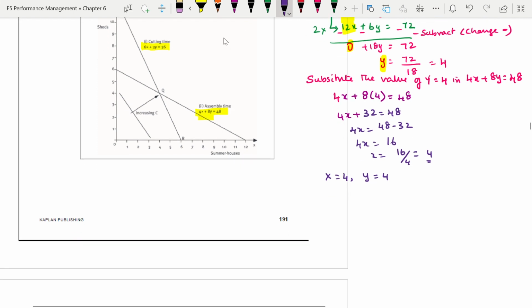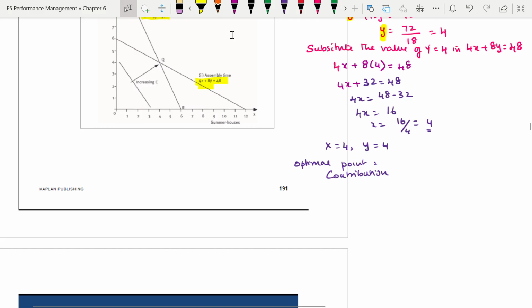Now, if x is equal to 4 and y is equal to 4, what is the optimal point? What is the best point? What is the contribution equation? Contribution equation, very important, okay, understand? If you ask me any time in future, people who are not attending, or if I have time, I will take revision on this. The contribution equation is 50x plus 40y. We don't know the value, we will calculate it.